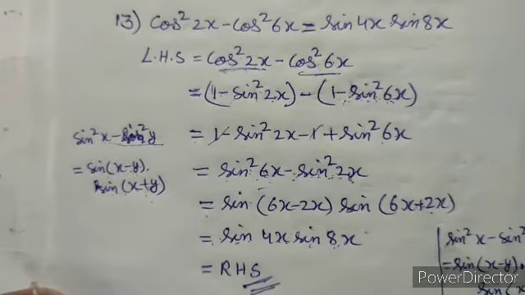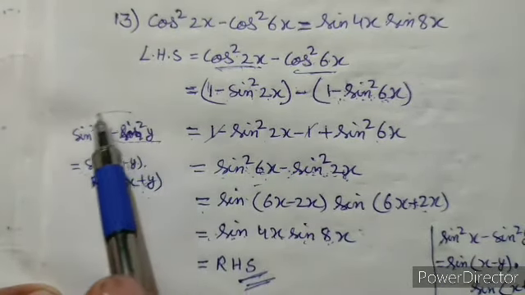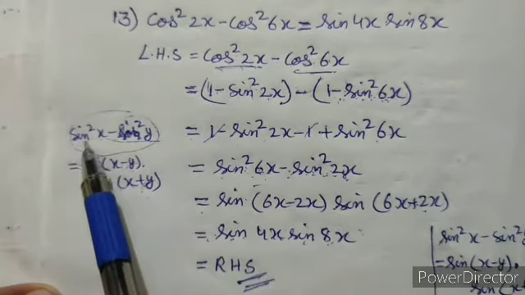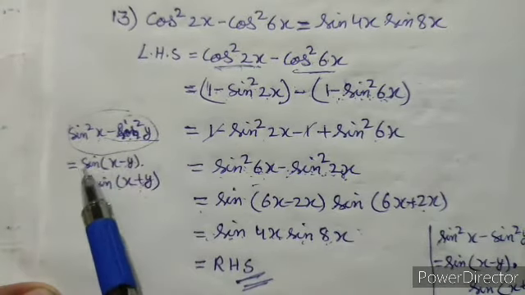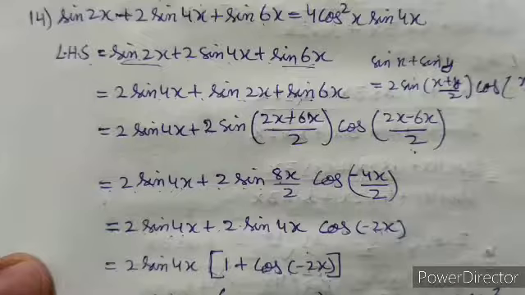Now question number 13 is solved. Question number 12 can be solved by using the same identity, sin square x minus sin square y equal to sin(x minus y) into sin(x plus y).